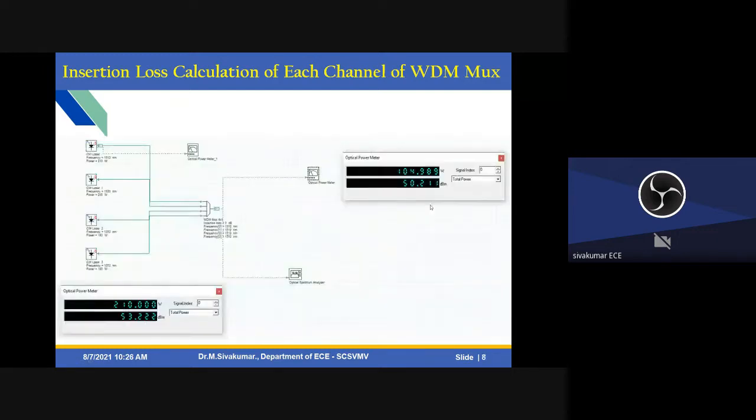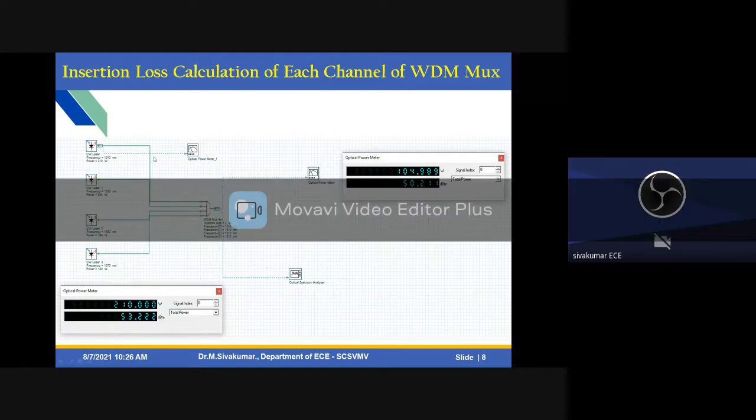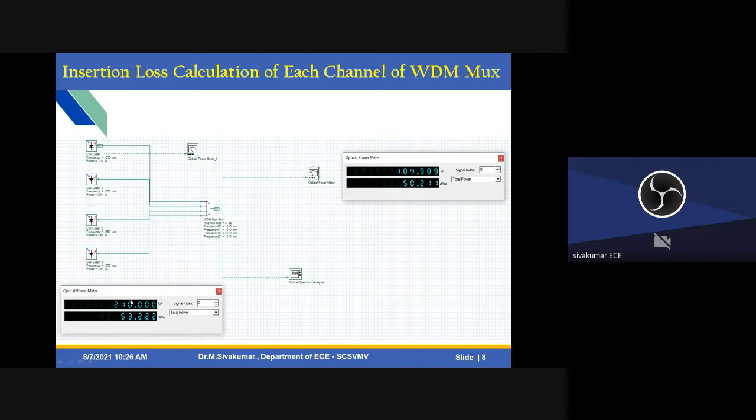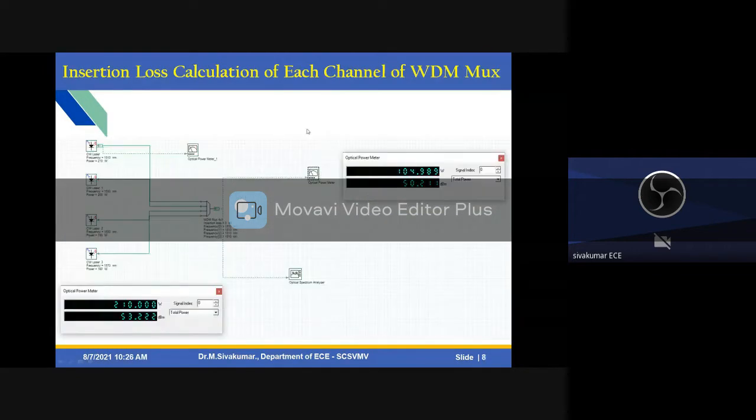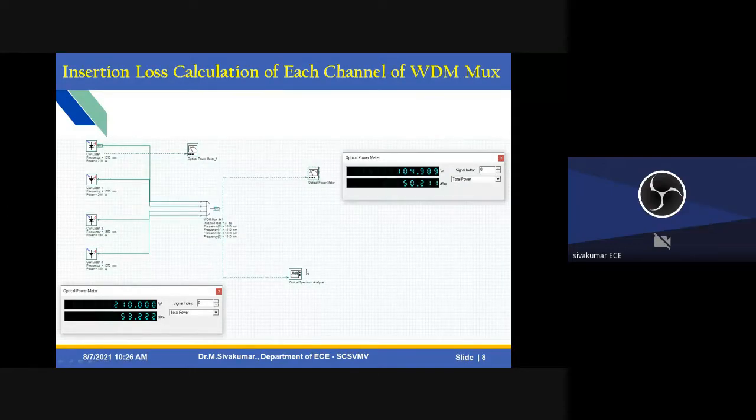Next, this is a snapshot of finding the insertion loss calculation of each channel of WDM mux. Here, 2 optical power meters are placed. One is to find out the input power. This optical power meter shows the input side, where we apply power 210 watts. Here also 210 watts is there. Here at the output section we are getting 104.99. In this manner, you need to connect the optical power meter and also observe the optical spectrum of each and every wavelength carrying signals.